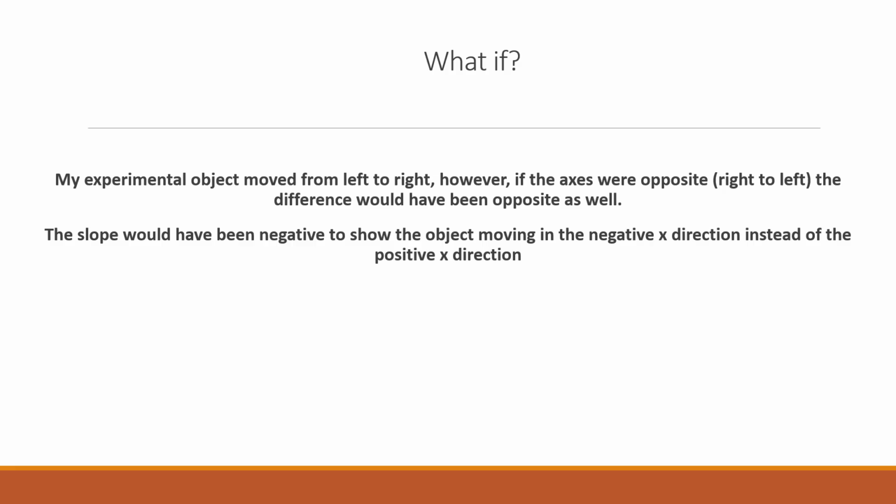Getting to some what ifs. So my experimental object moved from left to right. However, if the axes were opposite, meaning right to left, the difference would have been opposite as well. So the slope would have been negative to show the object moving in the negative x direction instead of the positive x direction.